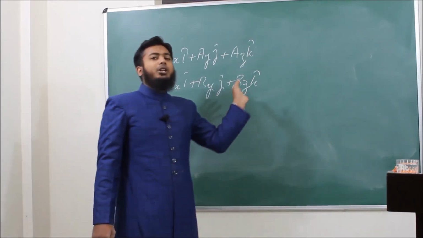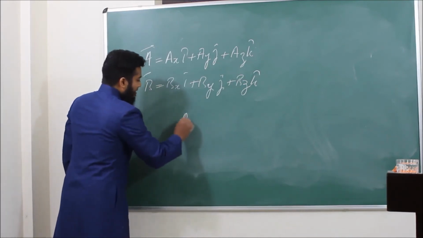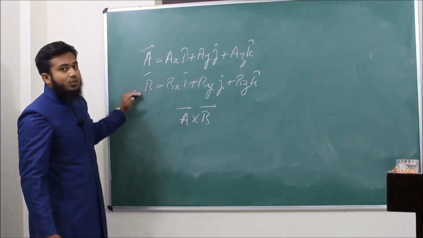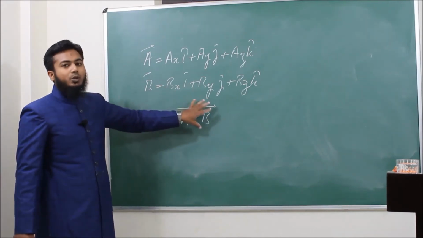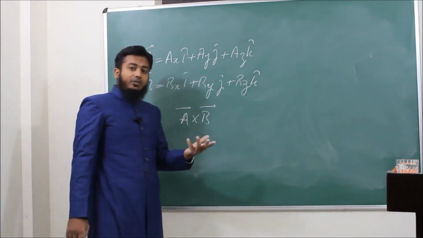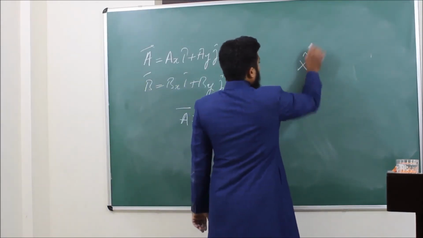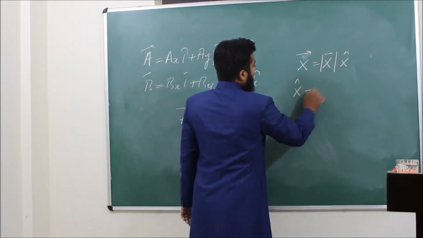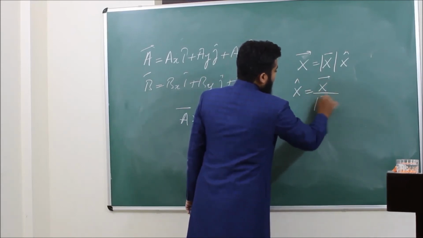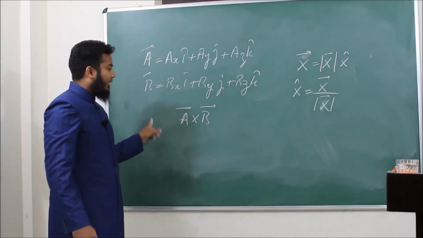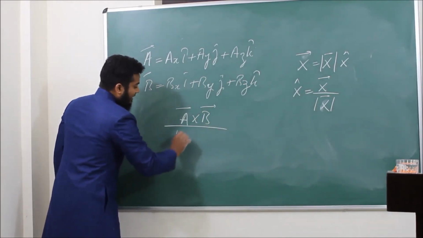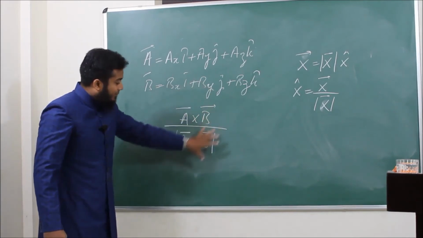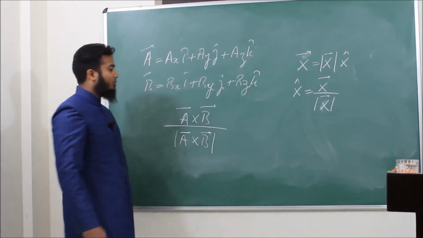Now how to find a vector which is perpendicular to both A and B? We have discussed that A cross B will be perpendicular to both A and B. So the cross product of these two will be a vector which is perpendicular to both A and B. And then how to find the unit vector? We discussed last time that if X is a vector, then it can be written as the magnitude of X times the unit vector. So unit vector will be equal to vector upon its magnitude. So if this is a vector and we want to find a unit vector in this direction, just divide this by its magnitude. So this is a vector which is perpendicular to both A and B, and its magnitude will be 1. So this is a unit vector perpendicular to both A and B.